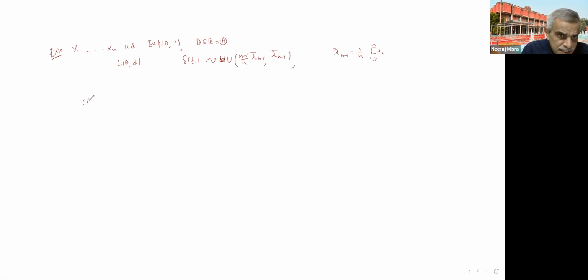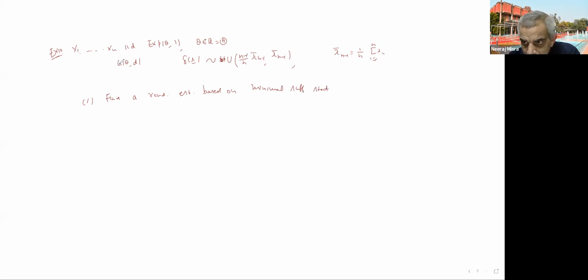So the first part says find a randomized estimator based on minimal sufficient statistic. What is a minimal sufficient statistic? Do you know in this case? Exponential? Who asked the question? What is the minimal sufficient statistic in the exponential theta 1?